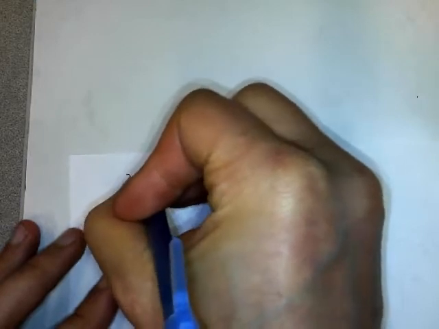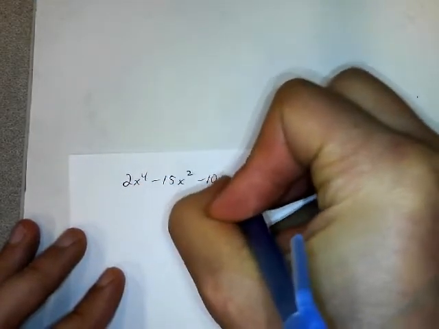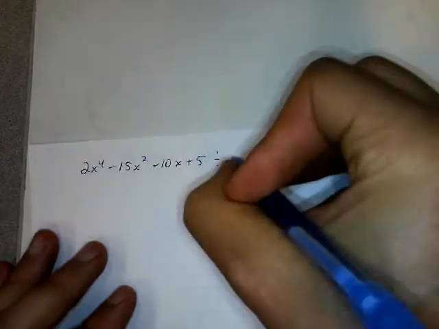Let's do one more long division just because I know it's something which you're not as comfortable at. So let's do the first one. Let's divide 2x to the fourth minus 15x squared minus 10x plus 5, divided by x minus 2.